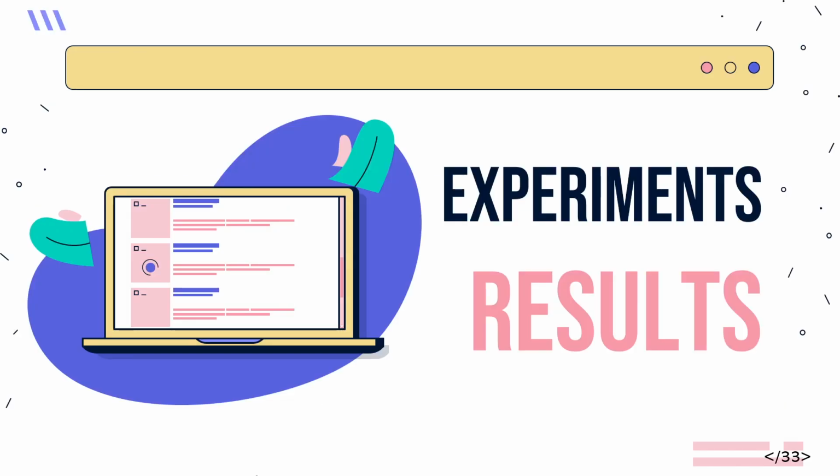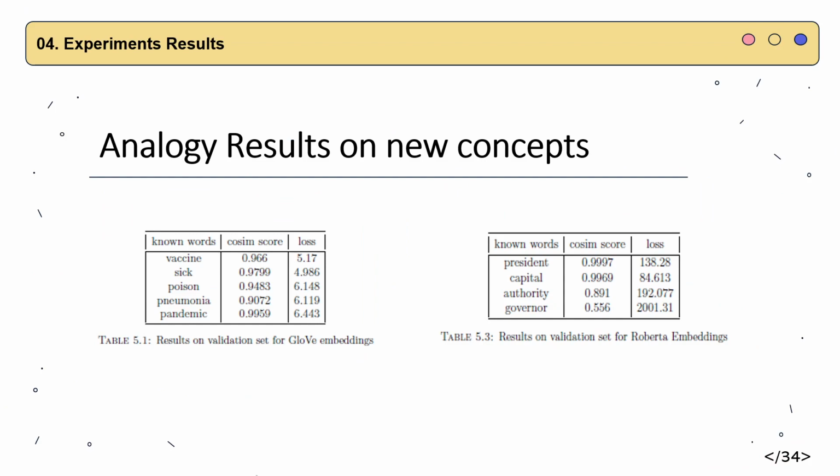Let's go on to the experiment results. We achieved good training results on the cosine similarity score between the trained word, which is in this case vaccine, the golden label, and the synthetic embedding of the words vaccine, sick, poison, and pneumonia. So these are known words, but we want to compare the synthetic embedding cosine similarity with this golden label, per se, and also the loss. Loss in this case is L1 loss, which measures the difference between one vector and another vector.